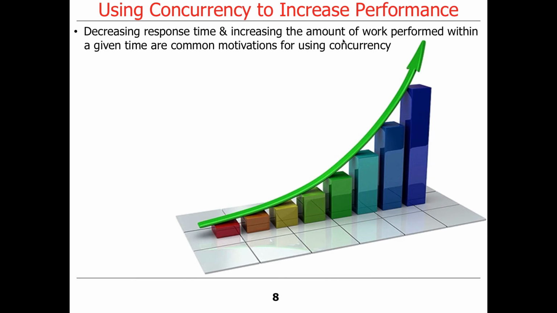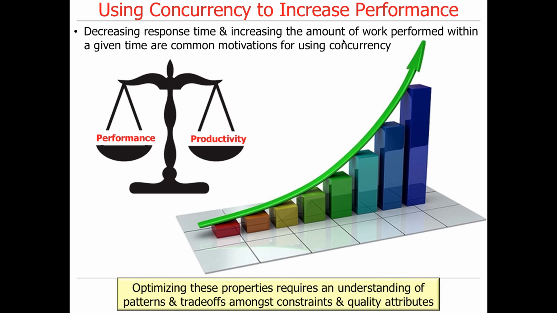So with that as a background for the concept of performance, let's now talk about how we can use concurrency to decrease the response time and increase the amount of work that's done within a given time. So that's really what motivates concurrency. As we talk about this, keep in mind that you often have to balance trade-offs. You have to balance the forces between productivity and performance.